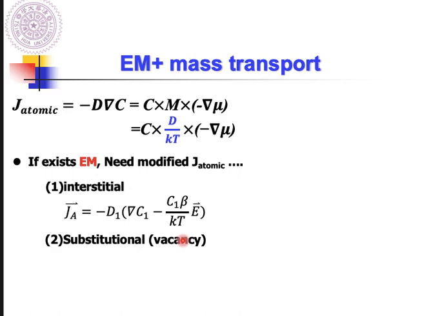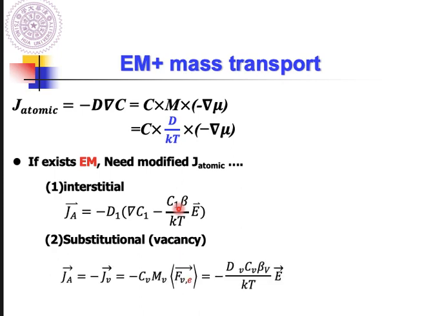If we have a doped material and the dopants are located at interstitial sites, then the atomic flux of the interstitials can be separated into two terms. The first term is due to the concentration variation of the interstitials, and the second term is due to the mobility, concentration, and driving force, which is due to the electrical field applied on these materials.